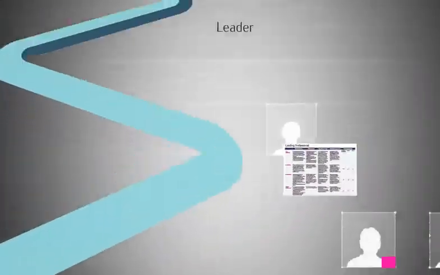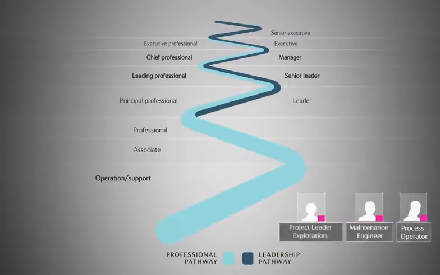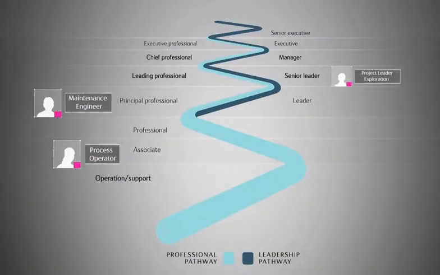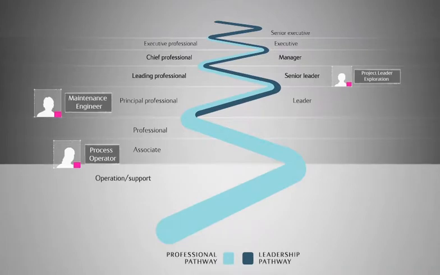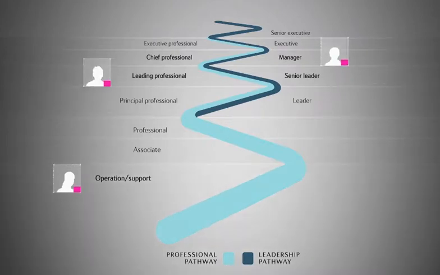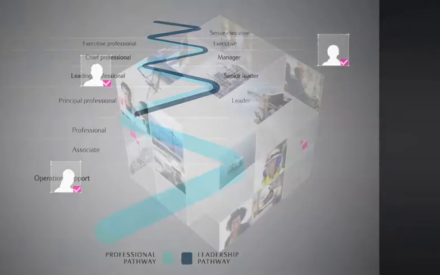For example, suppose we have job descriptions for 3 particular roles: a project leader exploration role, a maintenance engineer role, and a process operator role. Using the job architecture framework enables us to identify the band level where each of these specific roles belongs.